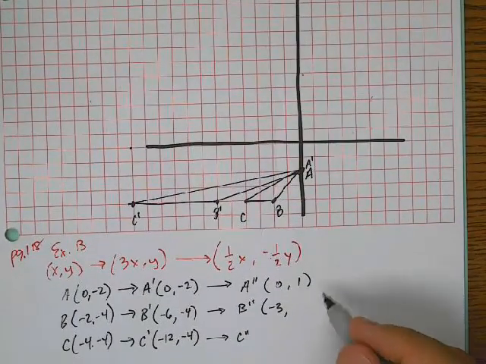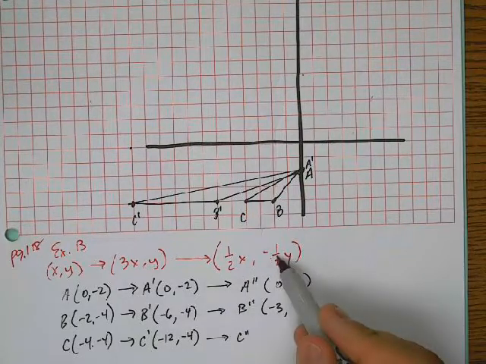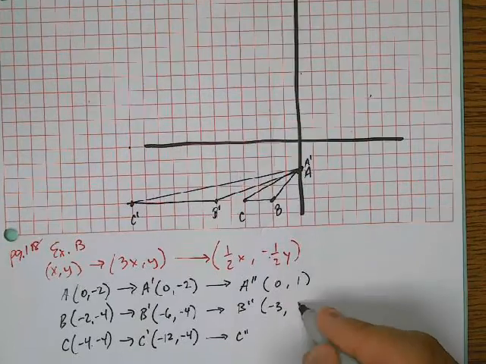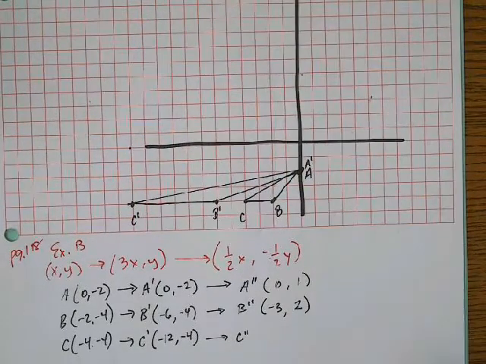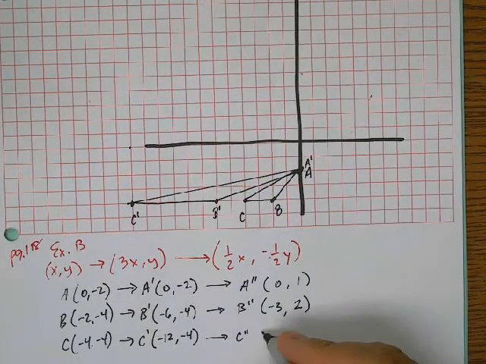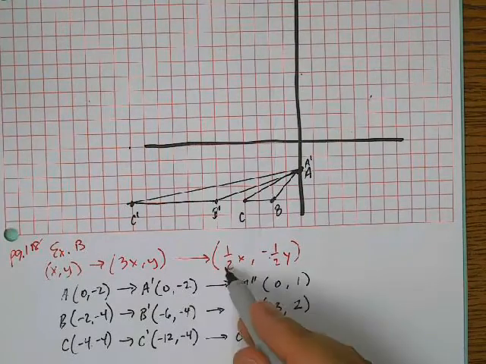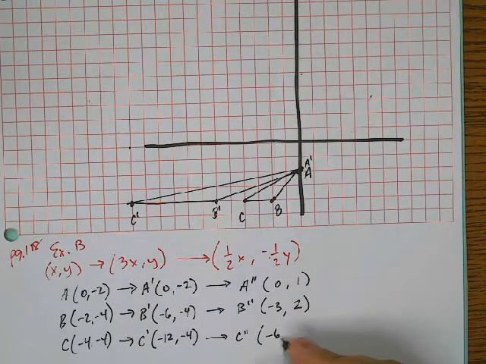Stay with me mentally. Negative 4 times negative 1/2 is positive. What's 4 times 1/2? 2. And C, negative 12 times 1/2. Negative 6.